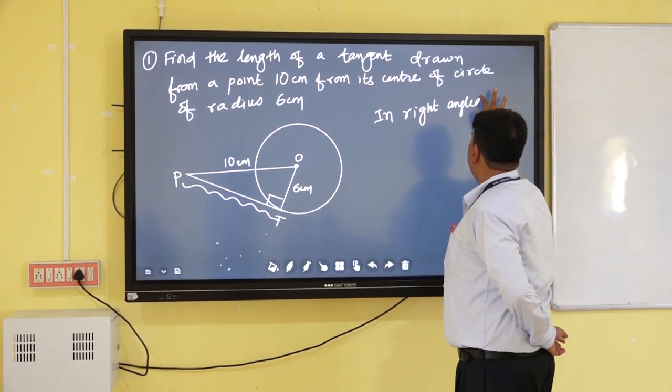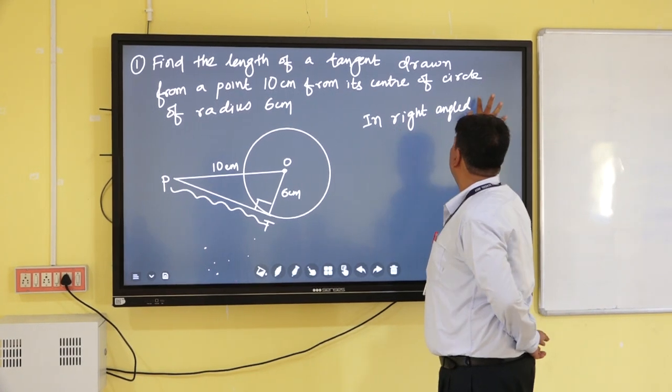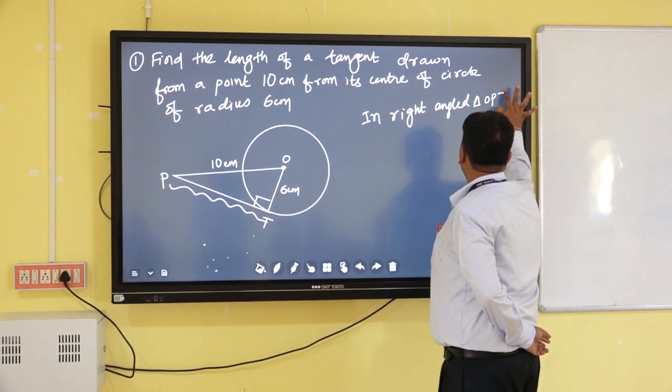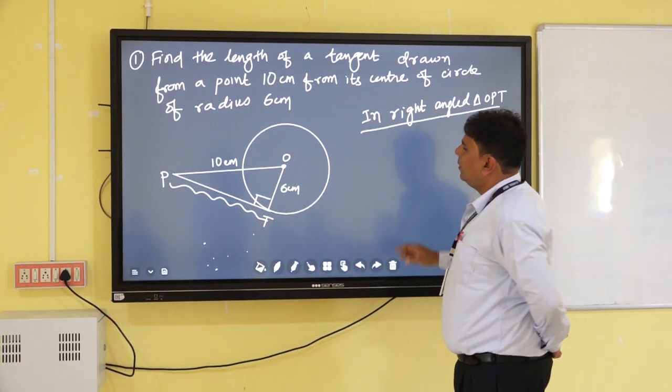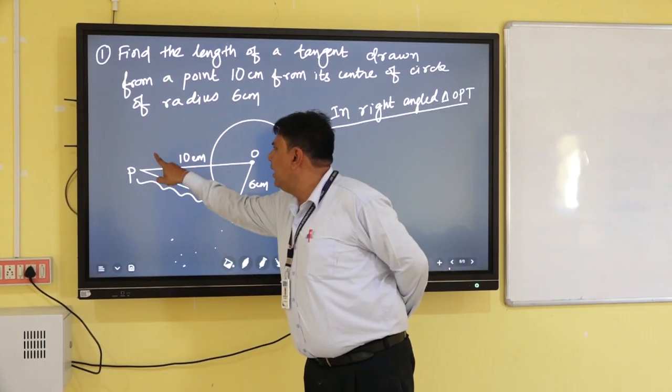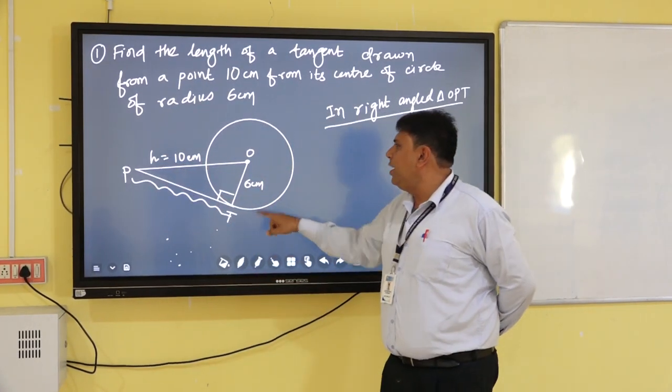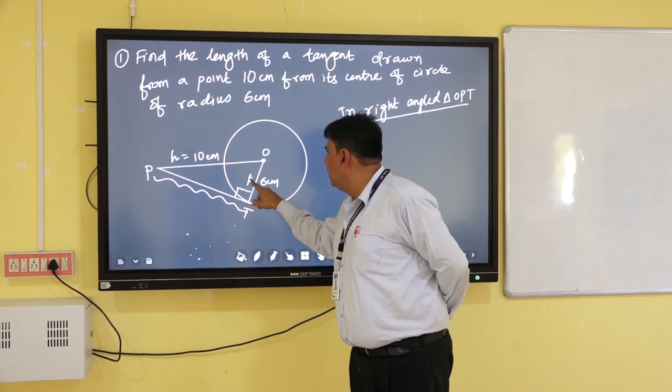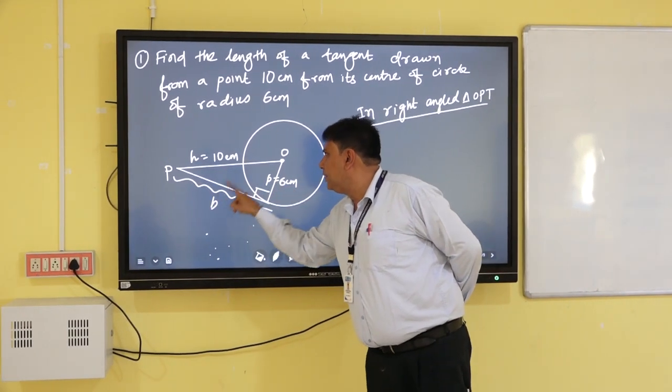In right angle triangle OPT, OP is called the hypotenuse. OP is what? The hypotenuse. OT is what? The perpendicular. And PT is what? The base.